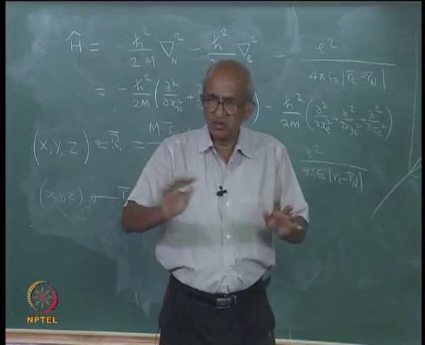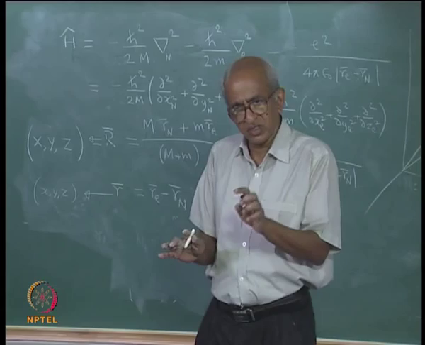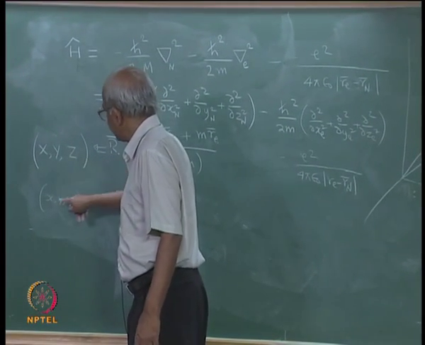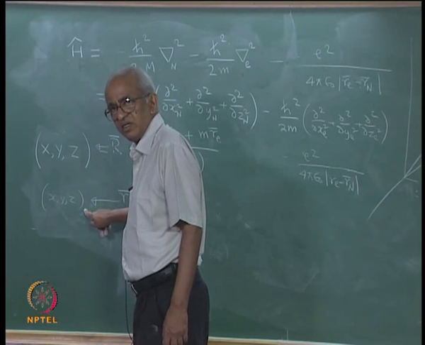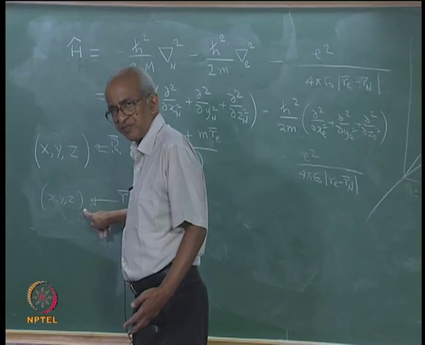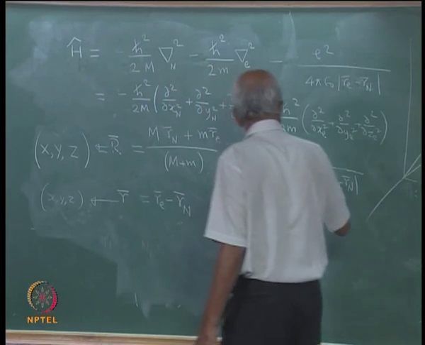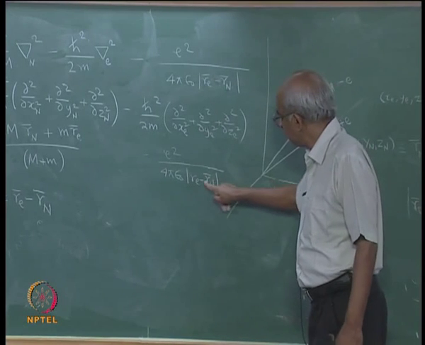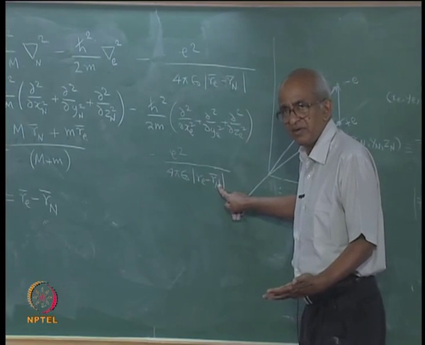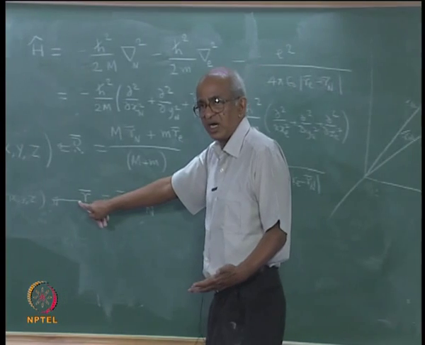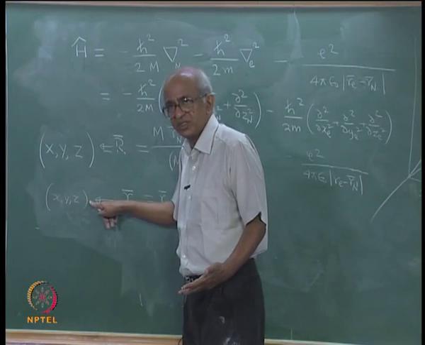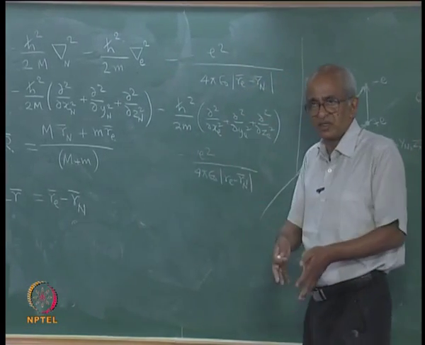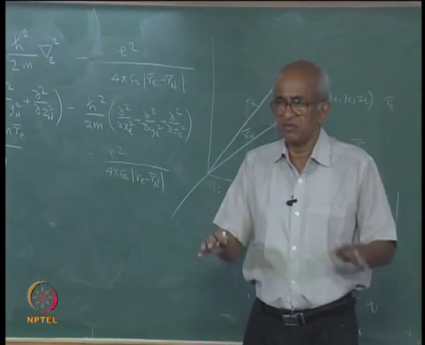But I said I am not going to use those coordinates anymore. I am going to change over to another system of variables, which are capital X, capital Y, capital Z, and small x, small y, small z. This is what I want to do. As far as the potential energy part is concerned, it is pretty straightforward, because r e minus r n is my new variable. r e minus r n is actually r, and that is just x, y, z. So therefore this is actually nothing but magnitude of r, very easy, that part is straightforward.